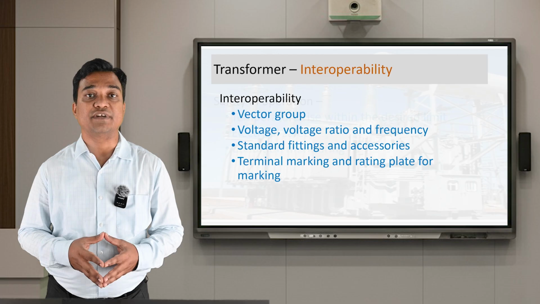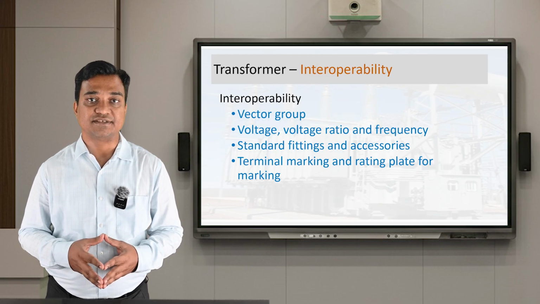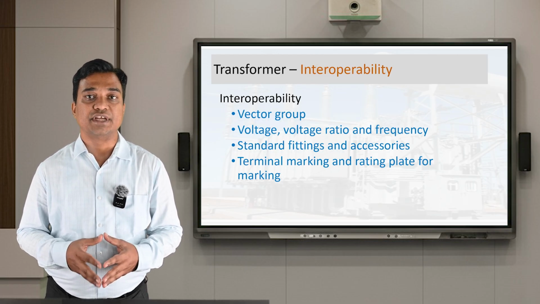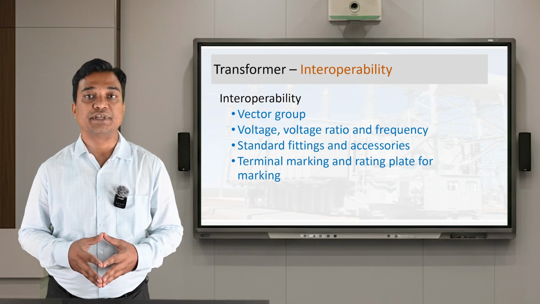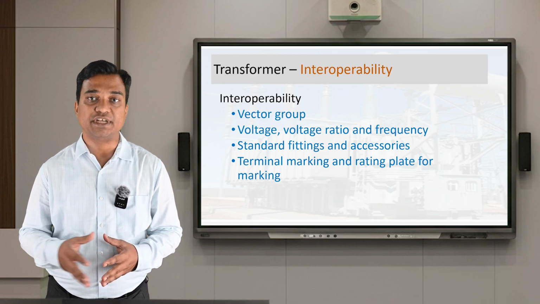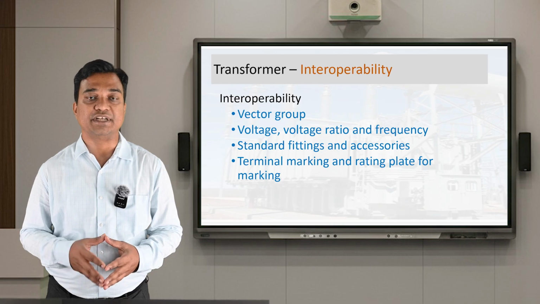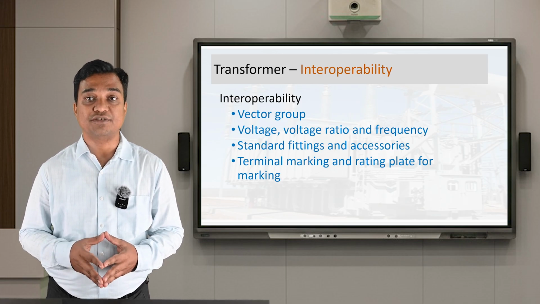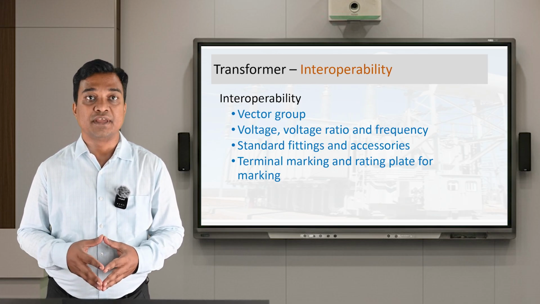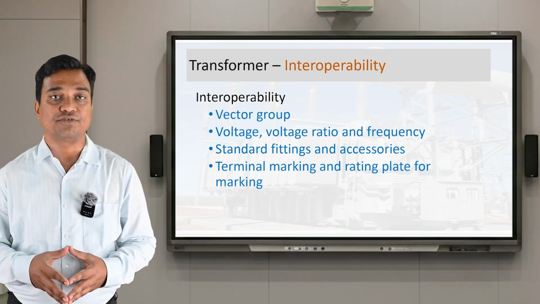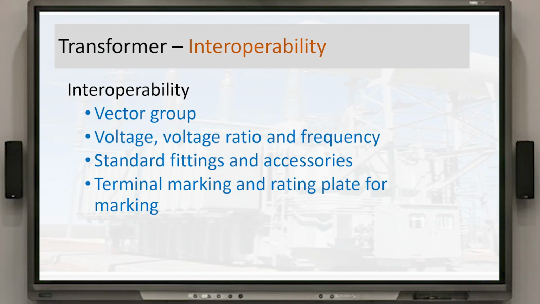Interoperability is one of the fundamental goals achieved through standardization. In a practical use case scenario, in the event of a fault in a transformer, it should be possible to replace the faulty one with a healthy one, which is possible only when interoperability is ensured. Even for parallel operation also, this is a desirable feature. In the case of transformer, vector group, voltage, voltage ratio, standard fittings and accessories etc.